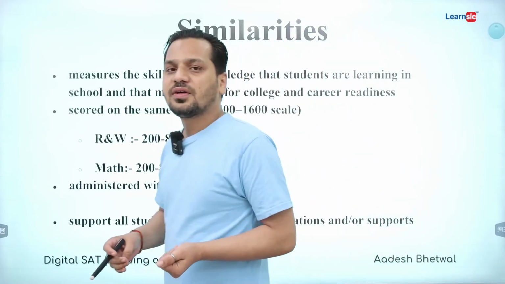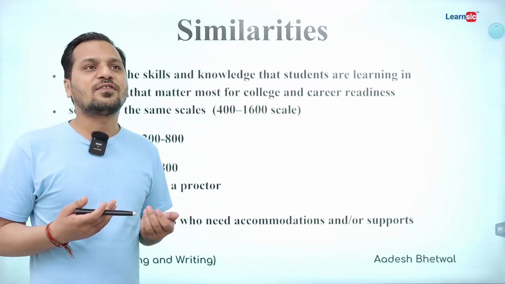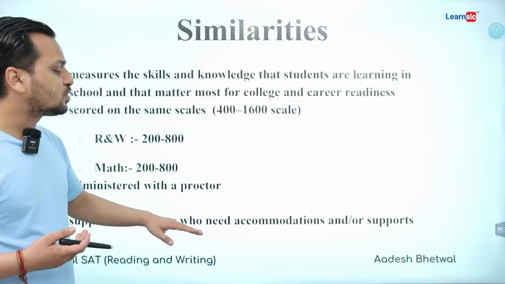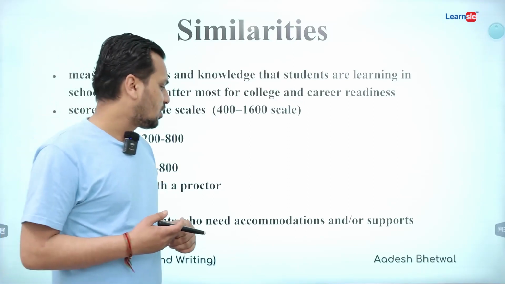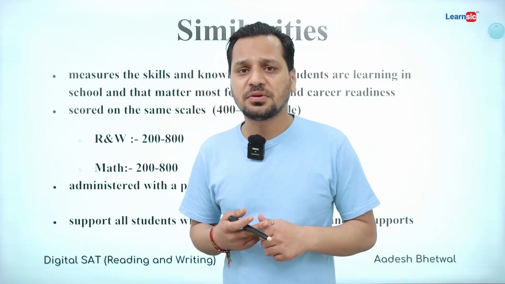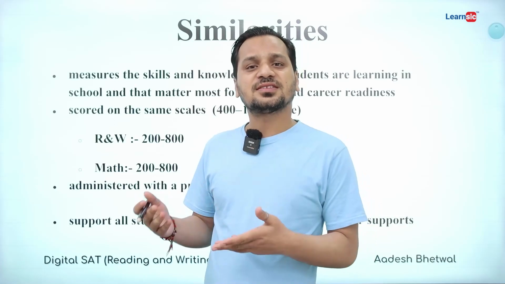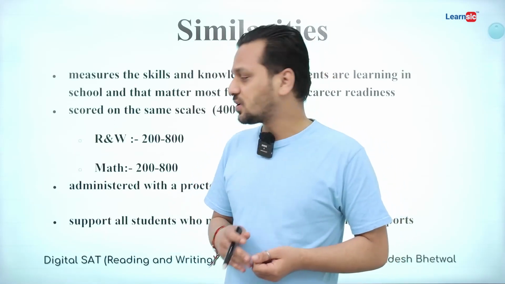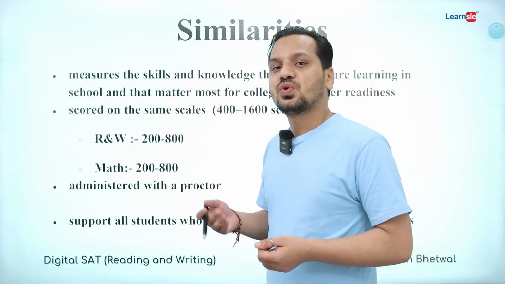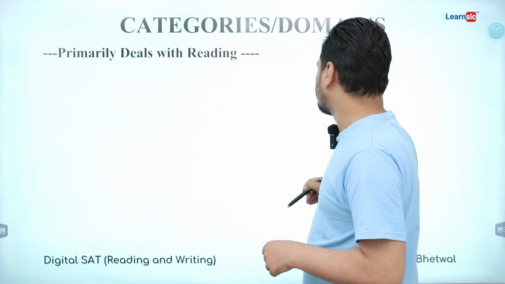And the other thing is, those students who need special care or who have different abilities can ask for support or accommodation. For example, if someone is visually impaired or physically disabled, in such cases they might need certain supports. The test will still provide such support, but you have to show evidence that you need such accommodations.